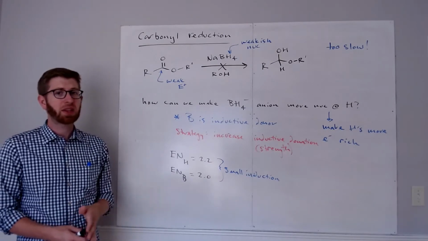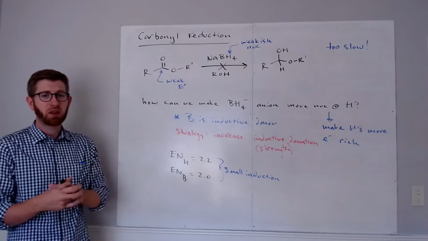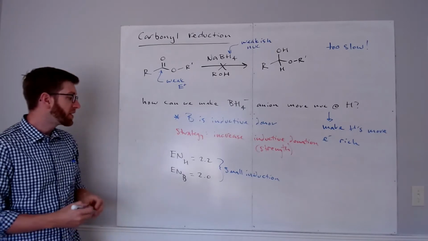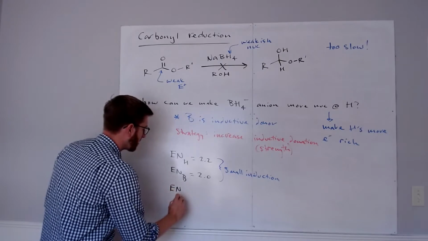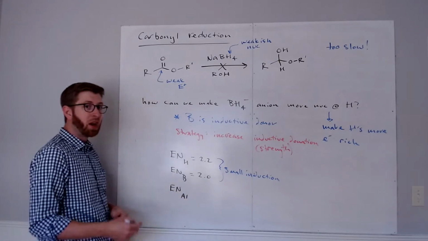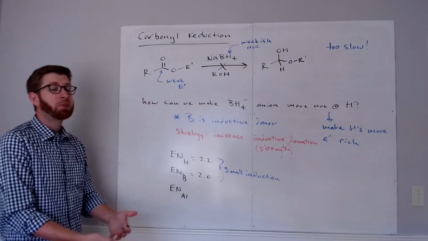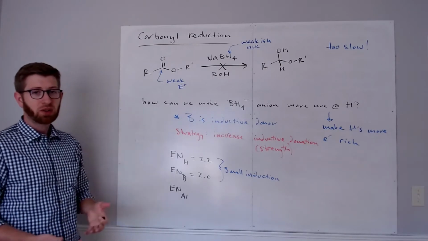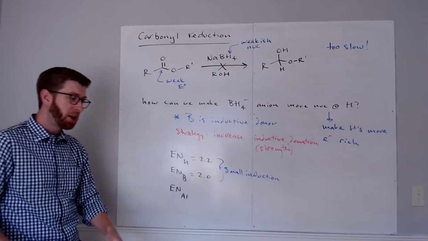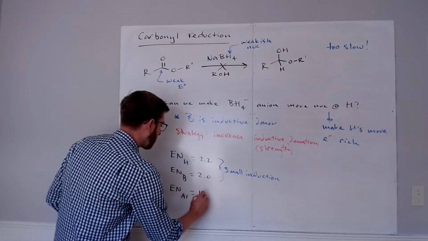So ideally something in the same column, because we know that there's a lot of conserved behavior there. And that means that I'm going to be looking at elements like aluminum, the element directly below boron. So the electronegativity of aluminum, just based on where it is in the periodic table, we should assume it's going to be less than 2, because we know that electronegativity drops as I go down a column. And it turns out it's about 1.6.